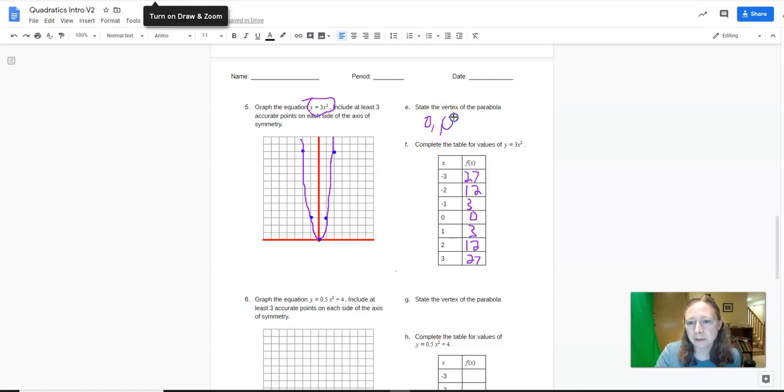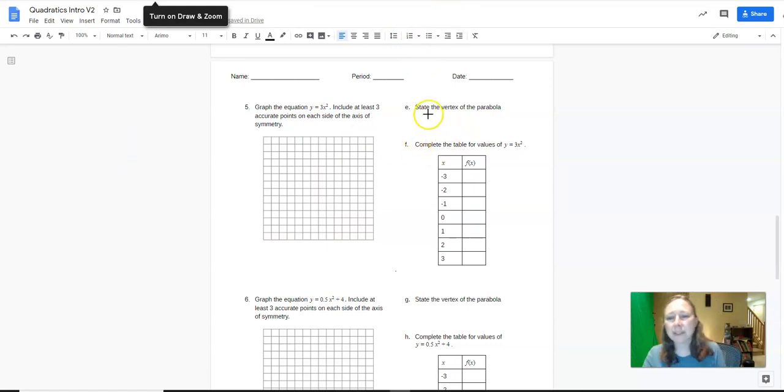Oh my goodness, the drawing tools are not catching up. That's supposed to be (0, 0). I think that's going to erase everything, but whatever. That's at (0, 0), and that one was a longer, skinnier parabola. Okay, next one down. Let's scroll down and see.